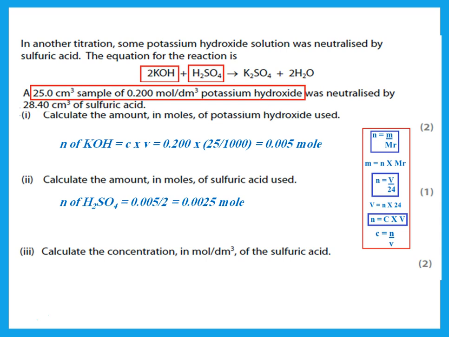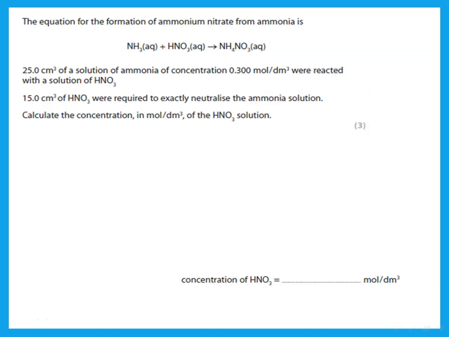And he's asking about what? Concentration of sulfuric acid. So how do we get concentration of a solution? That's the last equation there. Concentration is number of moles over volume. We got the number of moles and he gave me the volume up there, 28.4 centimeter cubed. So I divided it by 1,000 before I put it into the equation. Getting better? Let's try another one.